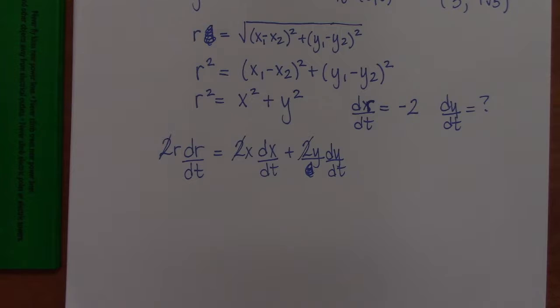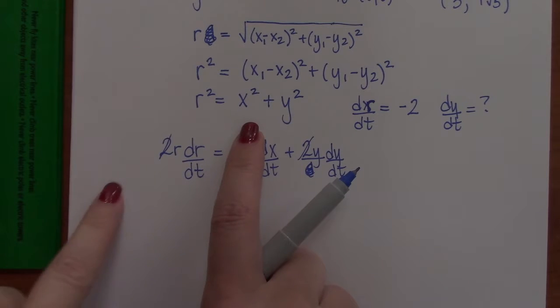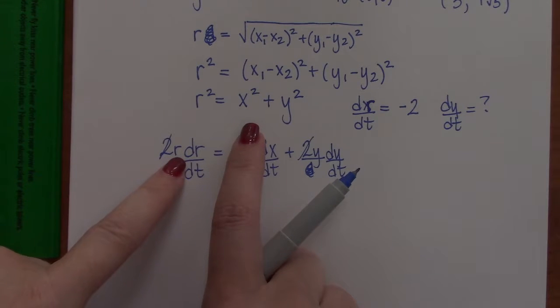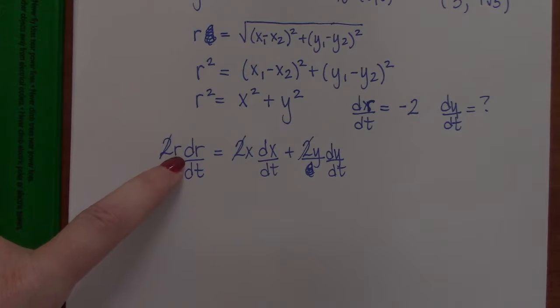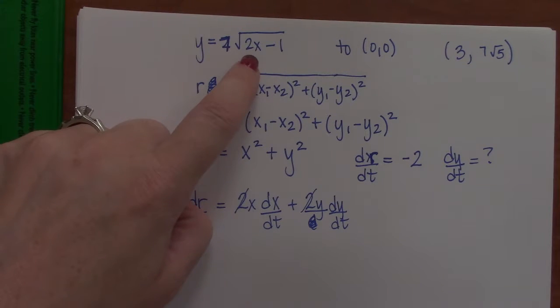They were given, that was the point given at the beginning of the problem, the 3, 7 root 5, right? R I can find by plugging it back into this equation, so that's not too bad. So we can actually find it, because we're going to need an R as well, right? But then to get dx dt, I have to use the fact that I had a second relationship here.